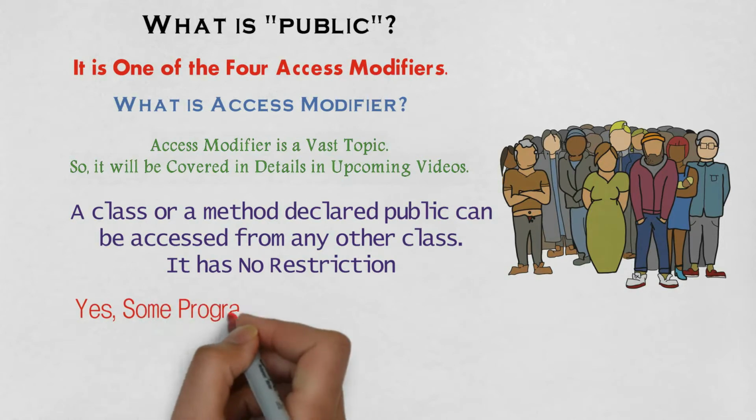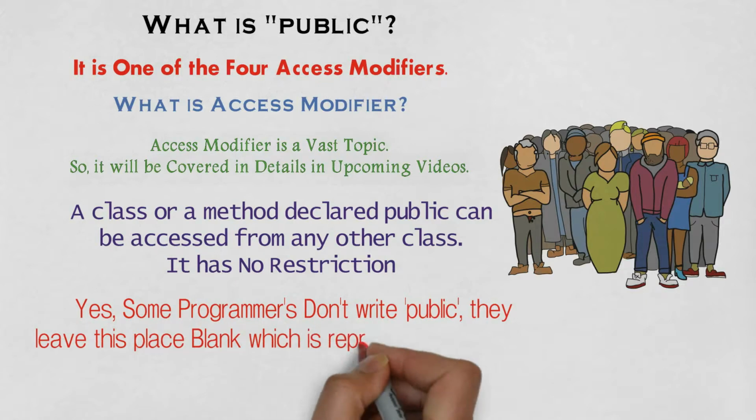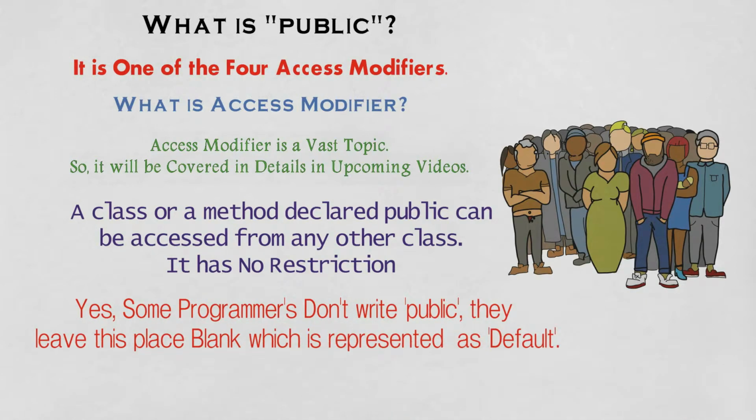just like any other public property which is freely available for use without any restriction. Some programmers do not use public before a class, they leave the place blank. This is called the default access modifier. This is also restriction free.